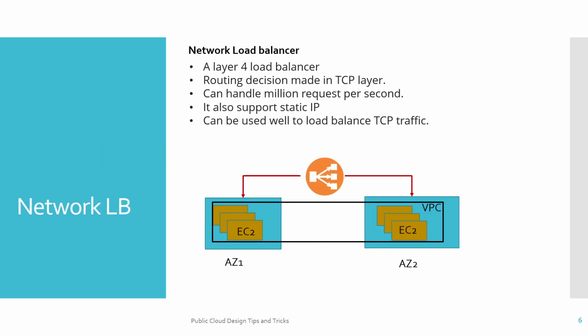Now, what is network load balancer? It's a type 4 or layer 4 load balancer, and the routing decisions are made by the TCP layer, and it can handle millions of requests per second. It can also support static IP, and it can be used to load balance TCP traffic. So that is where it is used. In the diagram, there are EC2 machines in different availability zones, and then there is a network load balancer sitting just on top of it.